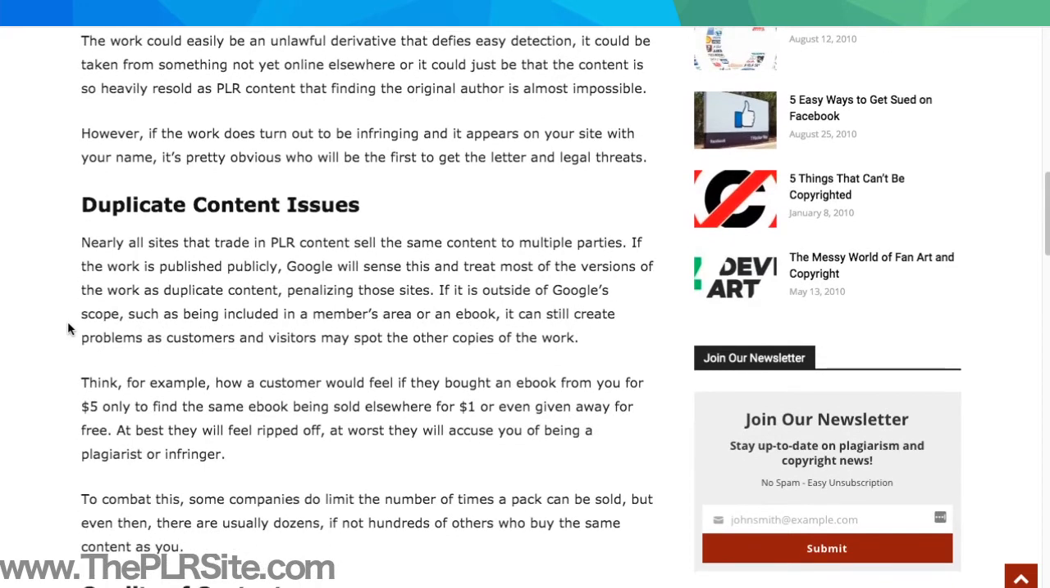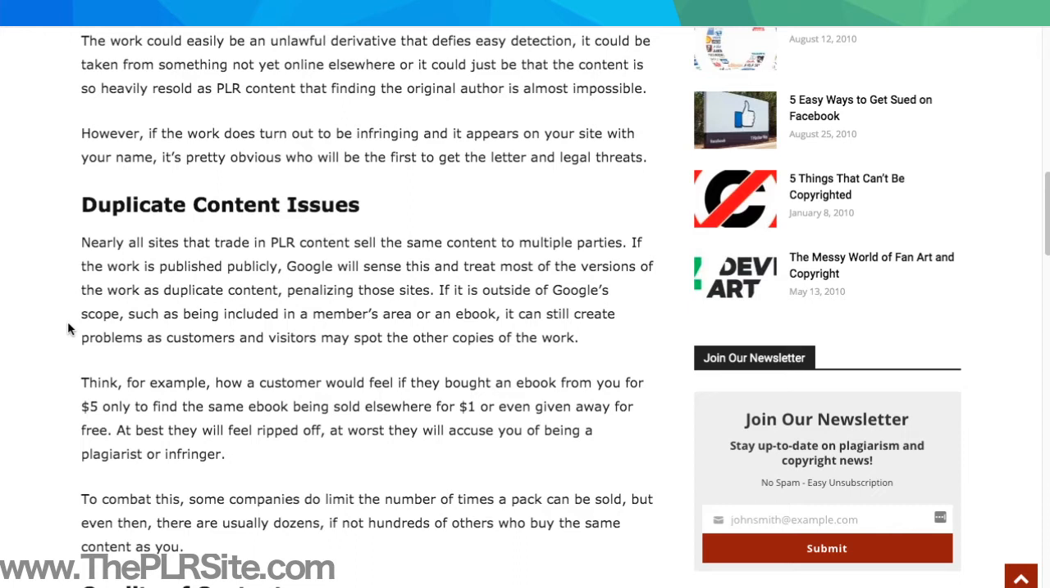Now, however, if the work does turn out to be infringing and it appears on your site with your name, it's pretty obvious who will be the first to get the letter and legal threats. Often it's just a cease and desist, or they'll send you a letter that says, hey, take this down. They're not going to be like, we're taking you to court for this 300-word article when there's been no cease and desist and no communication with you before. Highly doubt it. Most times, a legal threat is just a simple email, cease and desist stuff. It's going to be like, okay, crap, I need to take that down. And that's that.